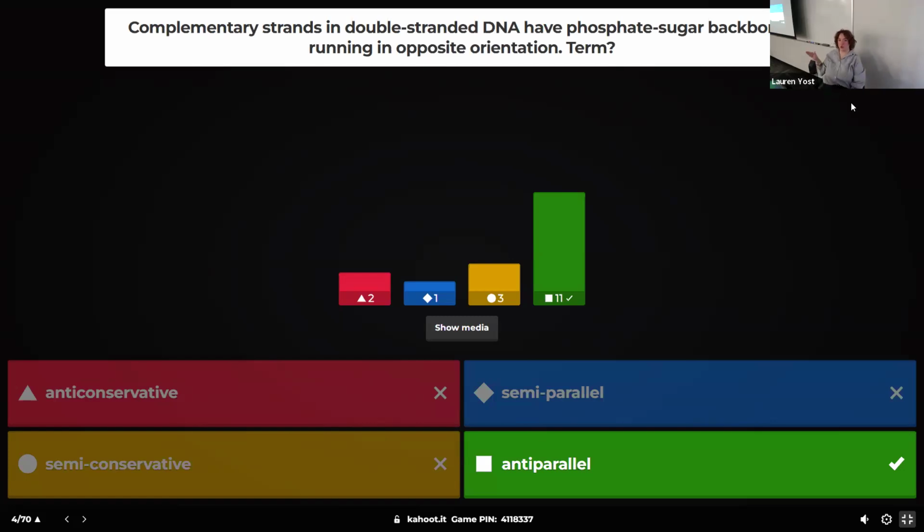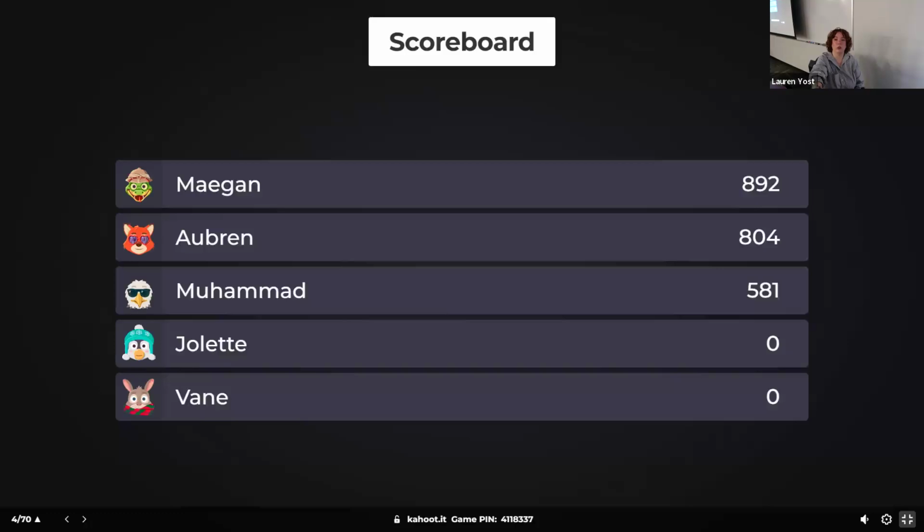When we replicate our DNA, and we have one old strand used as a template to make the new strand, that's a process that we call semi-conservative, but it's a different concept than the anti-parallel concept. Okay, and you need to know the difference between those two. Hint, hint.